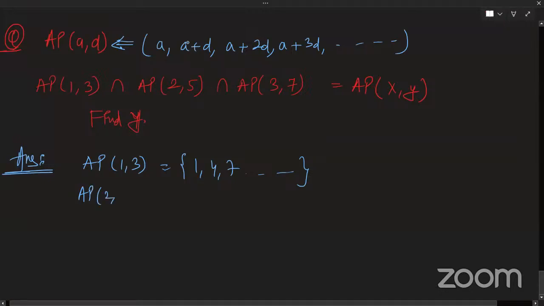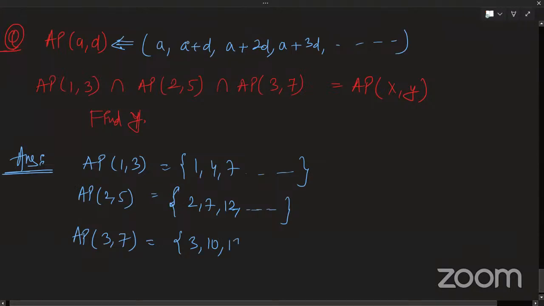Similarly, I have an AP of 2 comma 5, so it will be 2, 7 like that. Similarly, I have an AP of 3 comma 7, so it will be 3, 10, 10 plus 7, 17, like that. Fine.